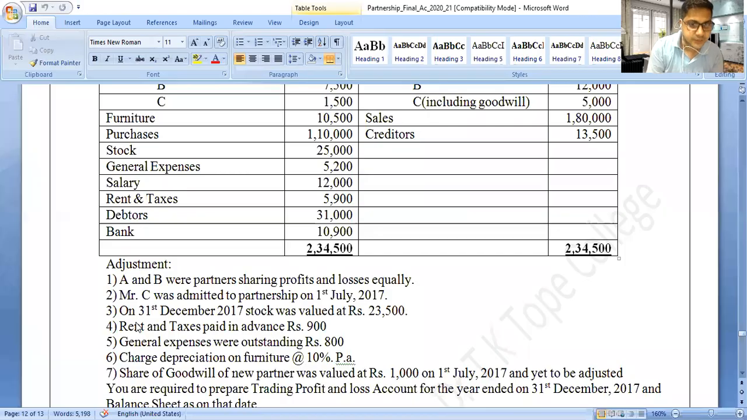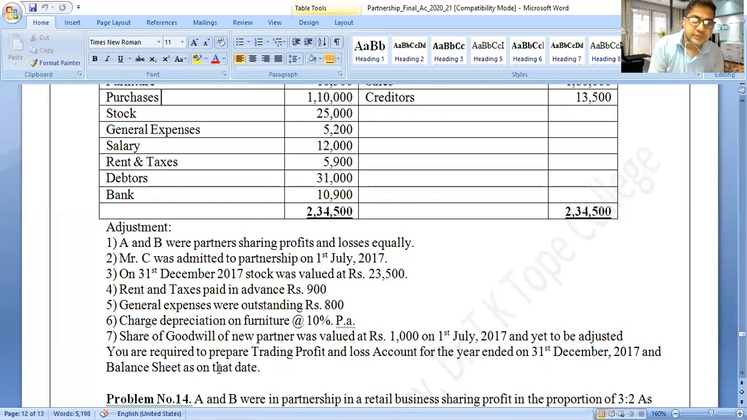Now we have to consider further adjustments. Rent and taxes paid in advance we already recorded. General expenses outstanding already recorded. Charge depreciation also we recorded. Now the seventh adjustment is very important. What they are providing: share of goodwill of the new partner was valued at rupees 1,000 on 1st July 2017, and it is to be adjusted.